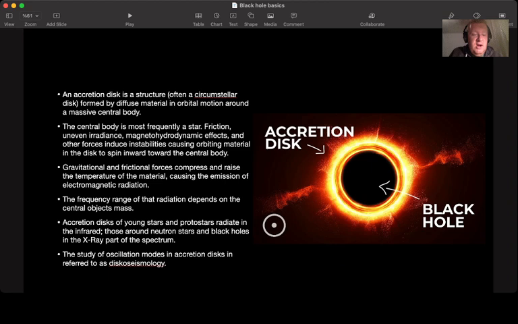Accretion disks of young stars and protostars radiate in the infrared, while those around neutron stars and black holes radiate in the X-ray part of the spectrum. The study of oscillation modes in accretion disks is referred to as diskoseismology.